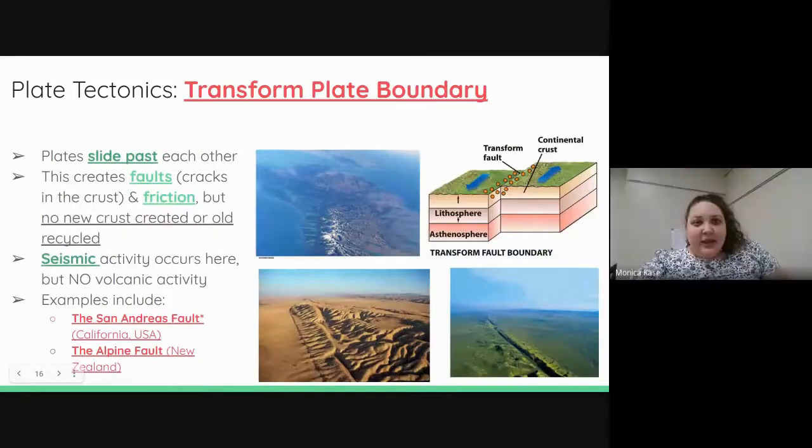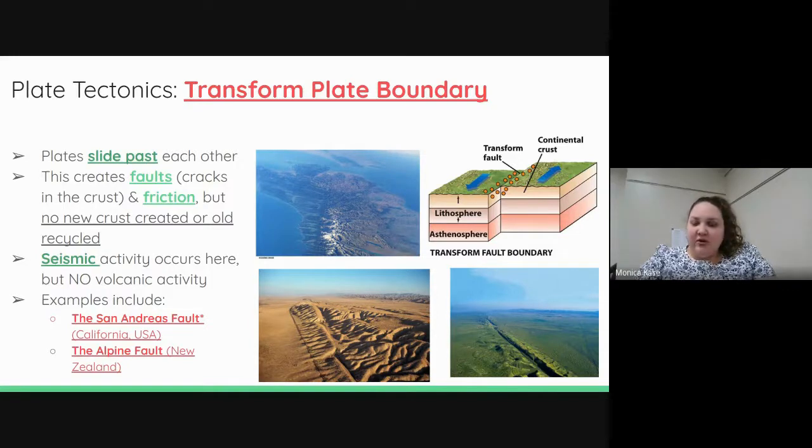All right, and the last is the transform plate boundary. This is when the plates are sliding past each other. So they're creating a type of friction. So they're just rubbing up against each other. No new crust is created here, and no old crust is being recycled. And because of this friction, it's creating faults or cracks in the crust, and these are creating seismic activity. So that means that we're having some earthquakes here.